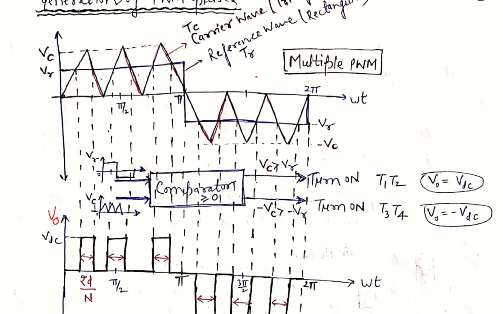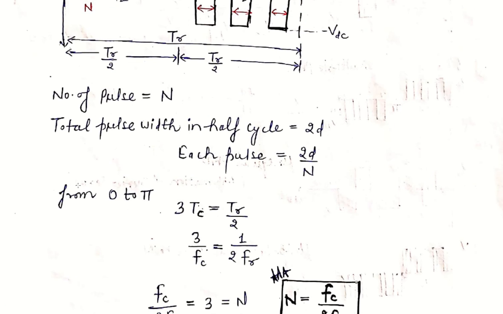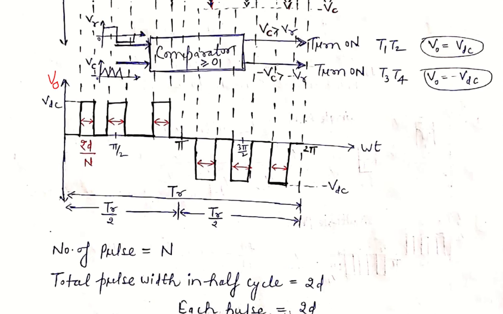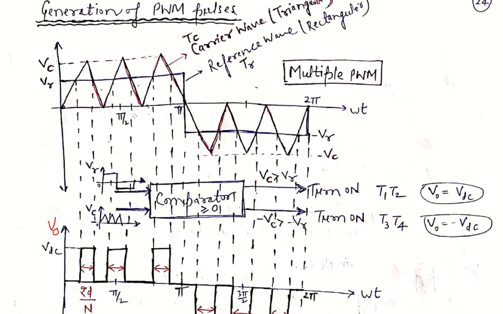At the same time, only half cycle is completed by this reference signal. So we can make both equal, then we will see that from 0 to pi, 3 Tc, that is 3 times the time period of the carrier waveform. So three cycles are completed by this triangular waveform up to pi. This is one cycle, the second cycle, and this is the third cycle. So 3 Tc equals Tr by 2.